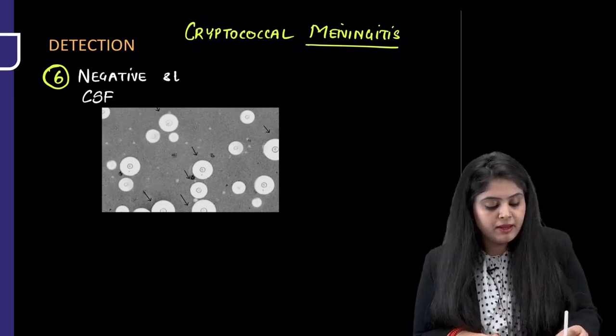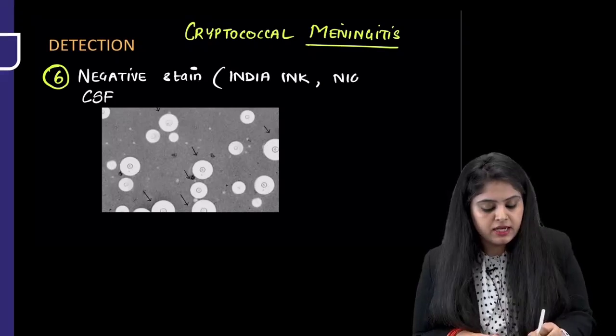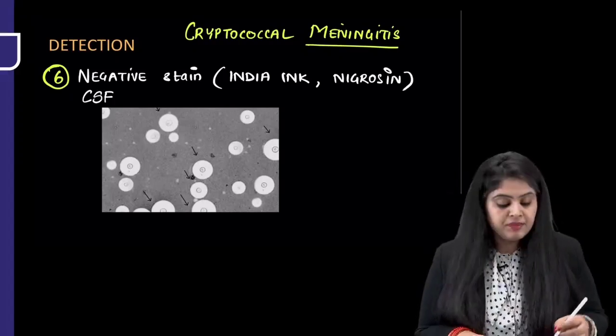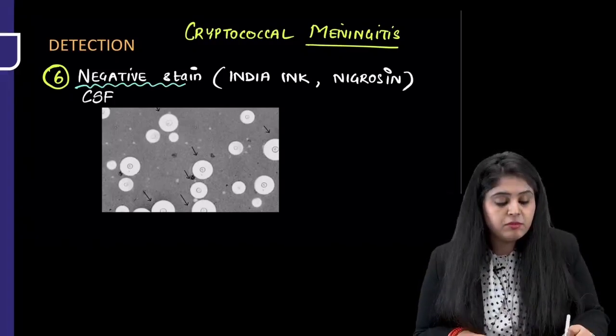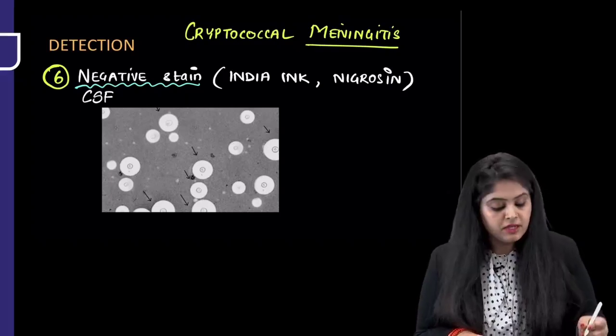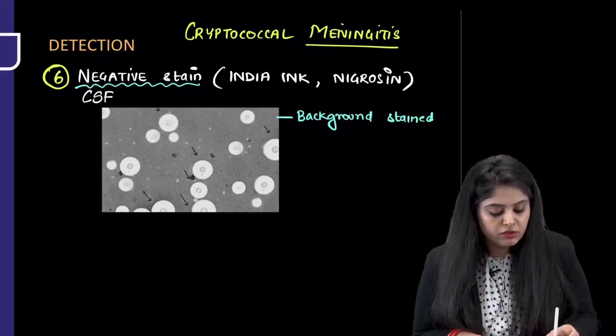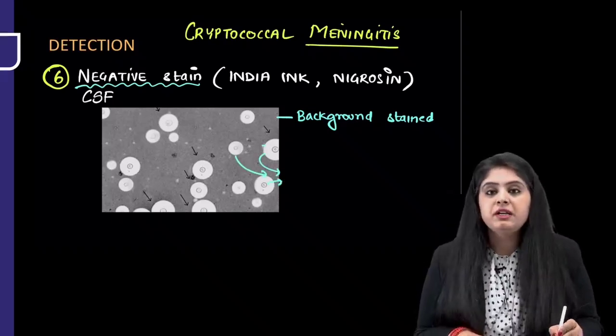First, let me give you examples of it. Negative stain is going to be what? It's India ink and nigrosin. There's a stain called India ink and there's a stain called nigrosin. What do you need to know about these? Why did I call them negative? And the same concept I have taught you in your general microbiology also. Why do we call it negative? Because look at the background. It's actually the background that you are going to stain. The background is stained, and what is not stained? Look at this. What is this white thing coming? Something has not picked up the stain.